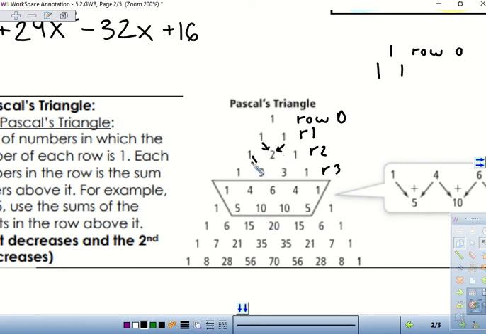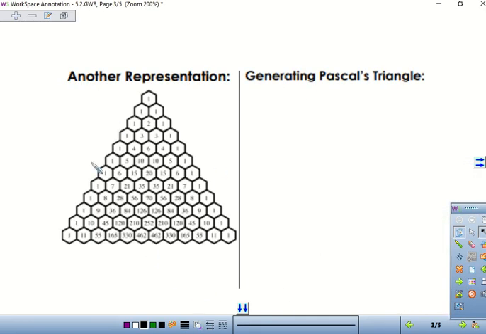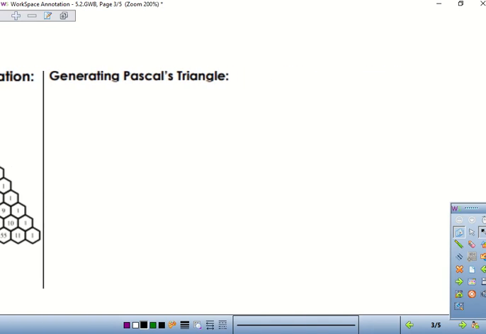You see that? I'm adding these numbers together to get that number. I'm adding these numbers together to get that next number. So everybody see that pattern a little bit? Okay. So we're going to practice generating our own Pascal's triangle. Here's another representation of it, but let's go ahead and try to create our own.